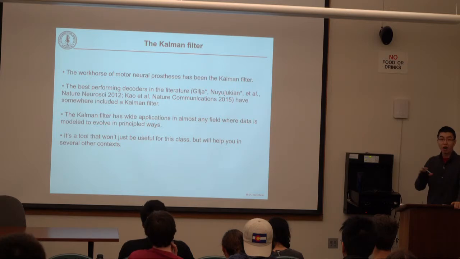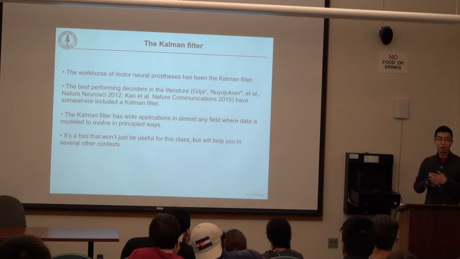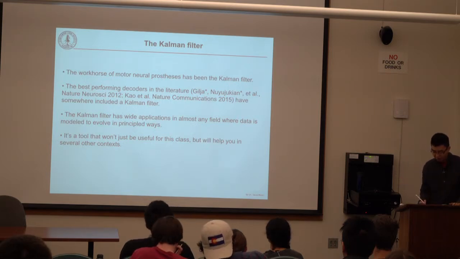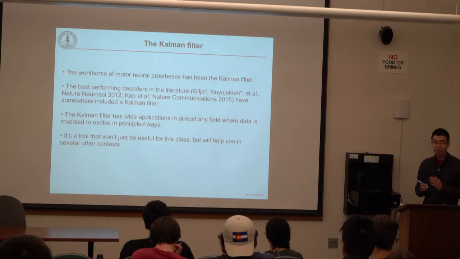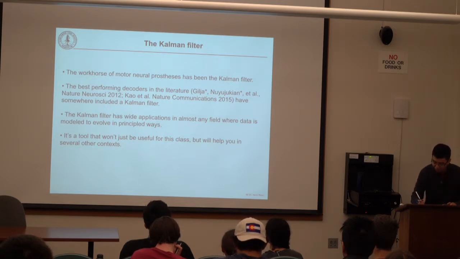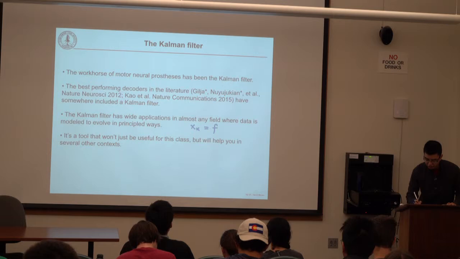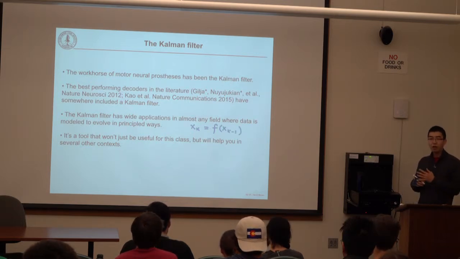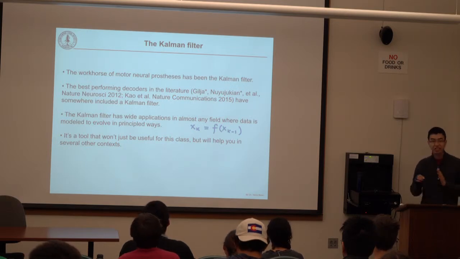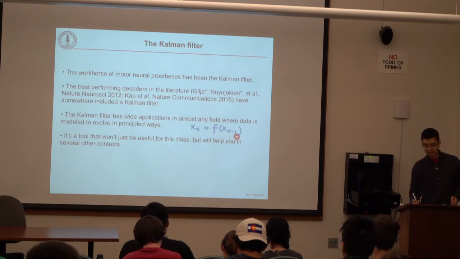The Kalman filter has wide applications in almost any field where data is modeled to evolve in principled ways over time. By that, all I mean is that if you have what are called dynamics, if you have a variable that you're trying to infer, some xk, and it's related through time to itself, so xk is some function of xk minus 1, then knowing what the state, xk, was at the previous time step, so this could be, for example, the decoded kinematics, could be informative of what the decoded kinematics are at the next time step.